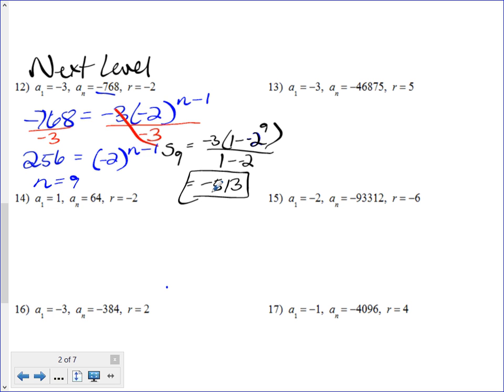So let me say that again. 12 through 17 is not really our curriculum. It's not really Algebra 2. That's probably getting into pre-calc. So I want you to save 12 through 17 for the very end.